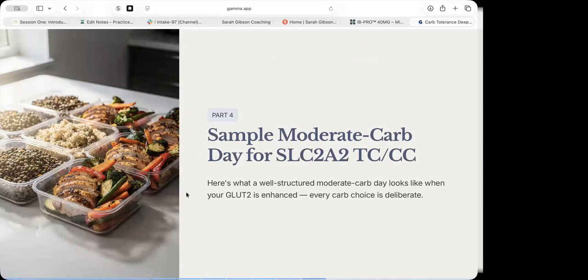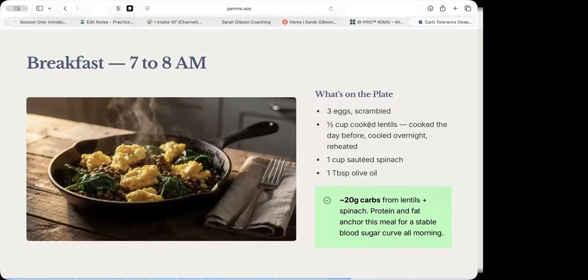Here's a sample for those people who have an impact on their SLC2A2 genes. We could do something like start your morning with eggs and some lentils that were cooked the previous day and then cooled, and you just throw them in with your spinach and saute them and warm them up.